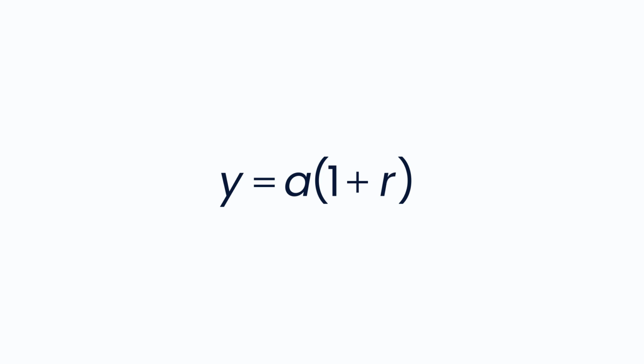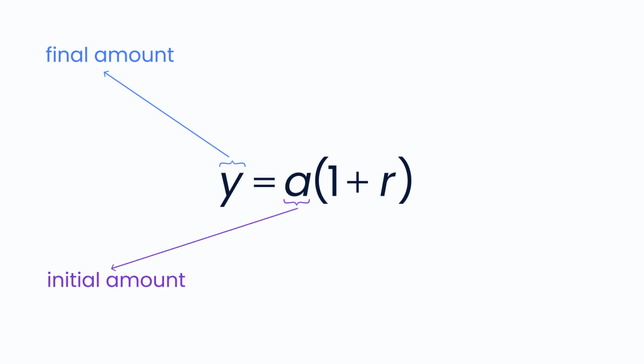First, let's explain the variables. The variable y is the final amount you want to find, in this case, the number of members for the following year. The variable a is the initial amount, the number of members before the increase in our example.